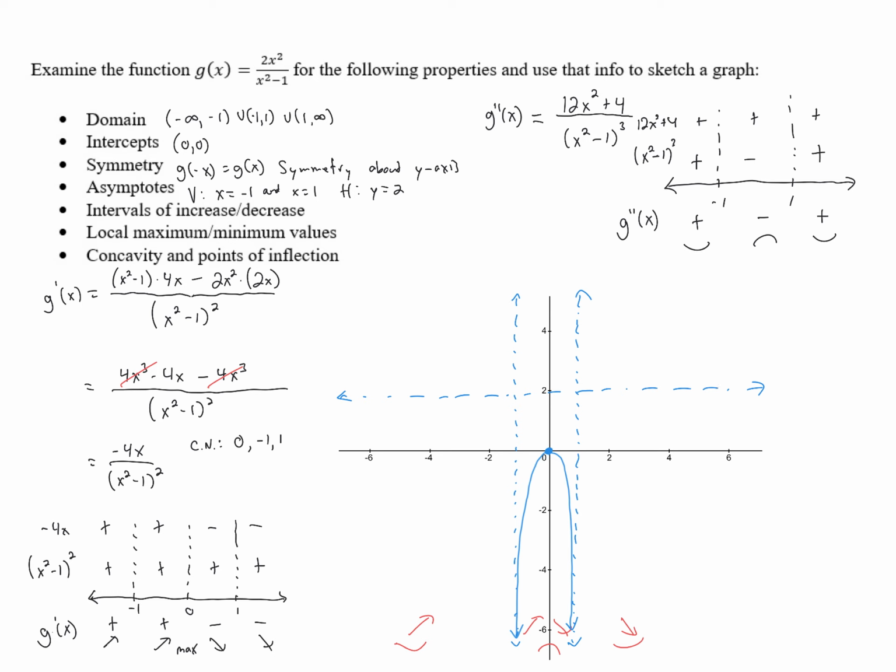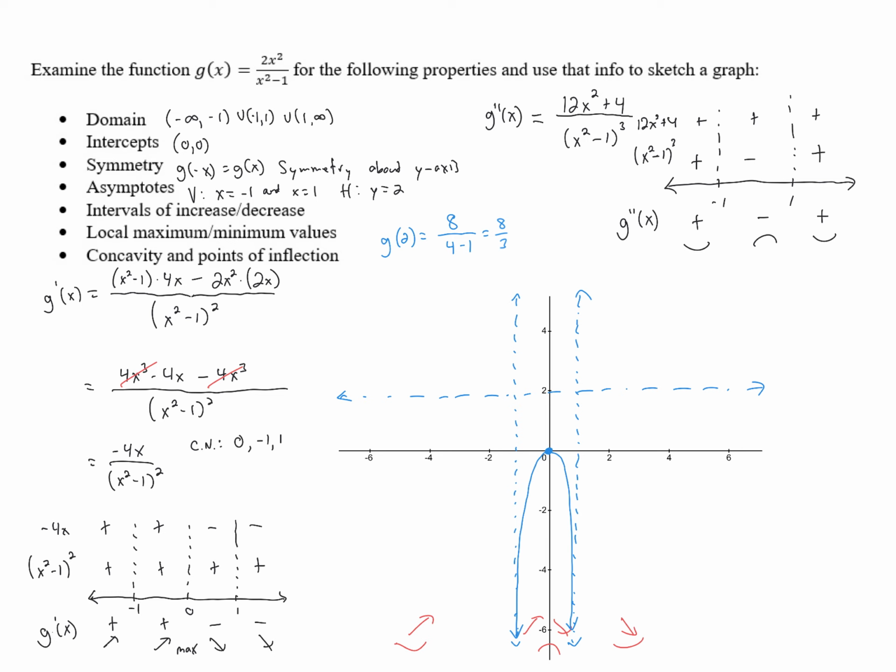It would be nice to pick a point to plot here. So let's pick an x value. Let's see what's happening at 2. If we plug in x equals 2 here, I'm just going to do this in some spare space. g of 2 is going to be 2 times 2 squared, which is 2 times 4, which is 8, over 2 squared, which is 4, minus 1. So that is 8/3, which is the same as 2 2/3.